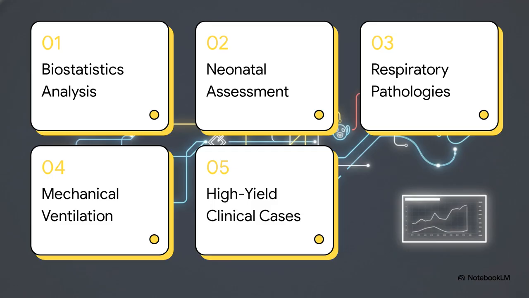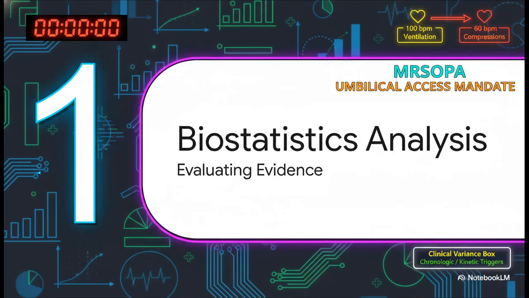We'll start with biostatistics and evidence analysis, move into fetal and neonatal assessment, cover respiratory pathologies and hypoxia, break down mechanical ventilation principles, and finally, integrate it all with high-yield clinical cases. Section 1. Biostatistics and Evidence Analysis.